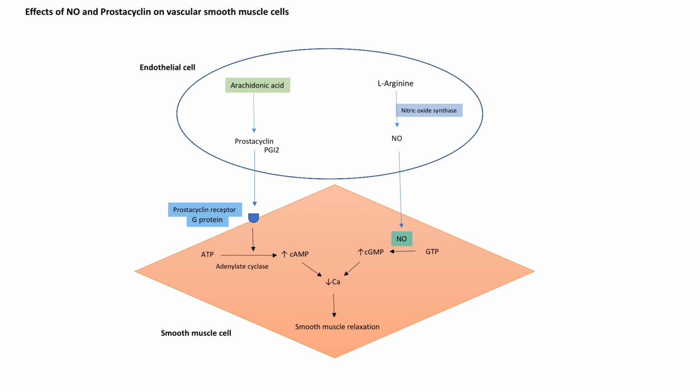And nitric oxide is also produced in endothelial cells by nitric oxide synthase. Nitric oxide also diffuses out and increases levels of cyclic GMP in smooth muscle cells. Both high levels of cyclic AMP and cyclic GMP decrease calcium in smooth muscle cells, and low calcium levels prevent contraction of smooth muscle cells of the vessel wall. This favors vasodilatation and normal blood flow and prevents stasis.